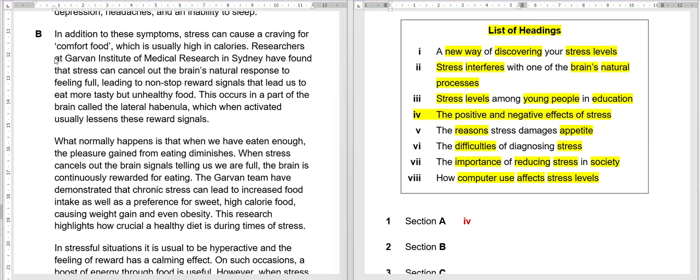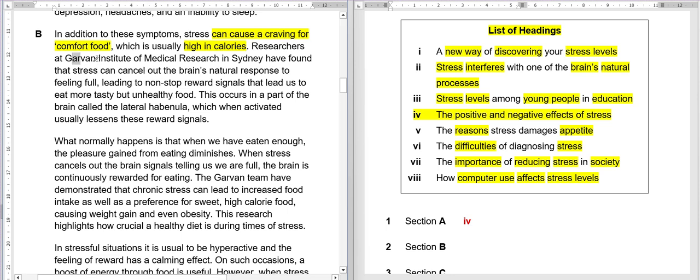B. In addition to these symptoms, stress can cause a craving for comfort food. So now they're talking about what stress can do, apart from these symptoms. It can cause craving, so you want to eat a lot of food, which is usually high in calories. And what kind of food? Food that is high in calories, junk food type of thing. If you are that kind of person, you can easily relate to this information. When you are stressed, you eat to cope with that particular thing. So it's a sort of coping mechanism for some people.